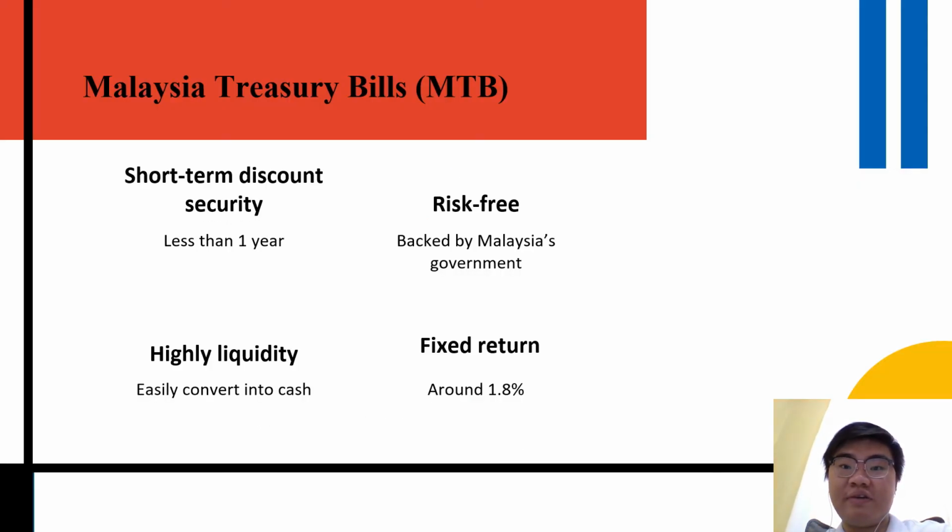First of all, the Malaysia Treasury Bills (MTB) is a short-term discount security that is issued by the government of Malaysia. It matures in a short period of time, which is less than 1 year. This is a risk-free investment with a fixed interest rate return of around 1.8% since it is backed by the government.